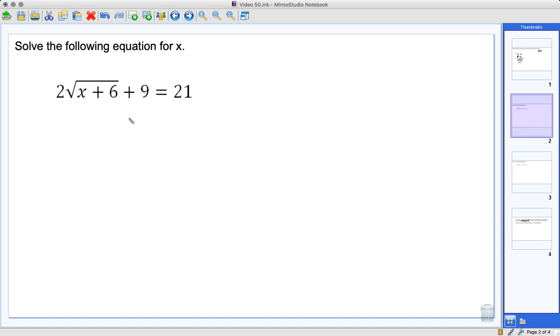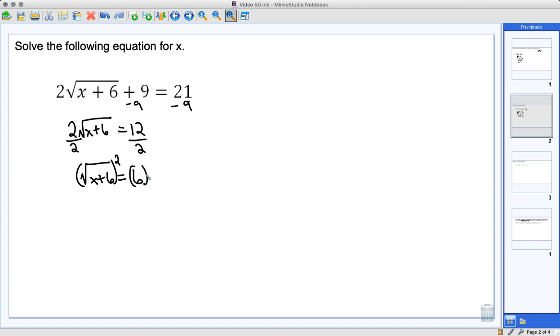Same thing on this one. We're going to subtract the 9 from both sides, so we've got 2 square root of x plus 6 equals 12. Divide by 2: square root of x plus 6 equals 6. Now we have to get rid of the square root first before we can subtract the 6, because that's underneath my square root. So I get x plus 6 equals 6 squared, which is 36. Then subtract 6 from both sides, and we get x is 30.